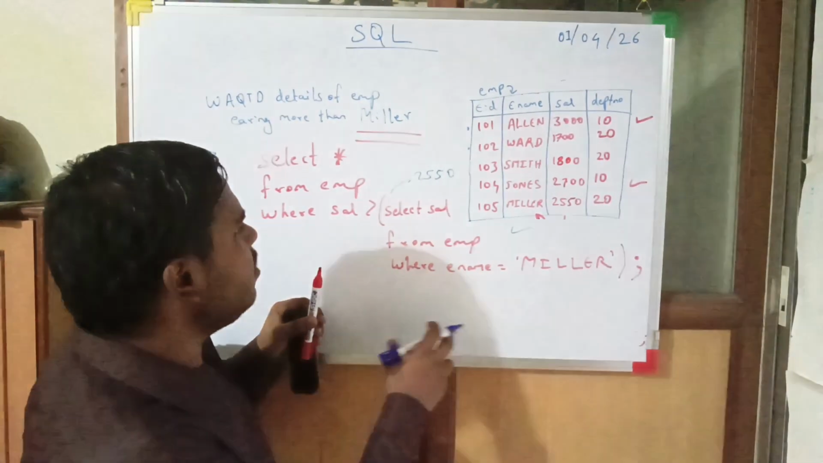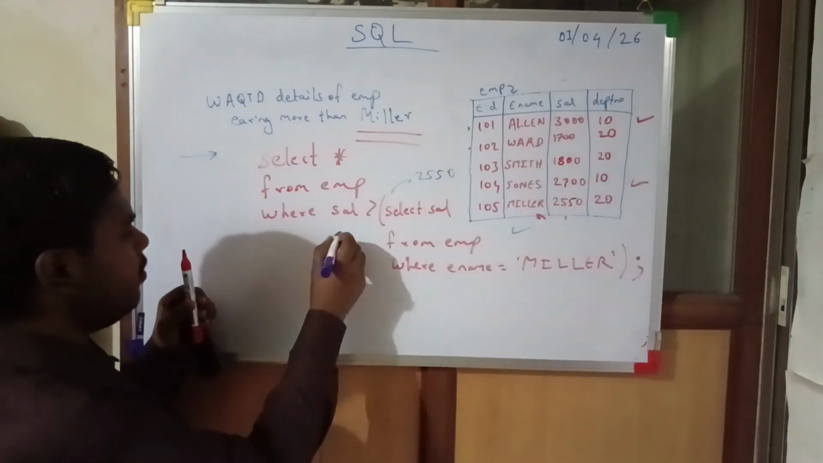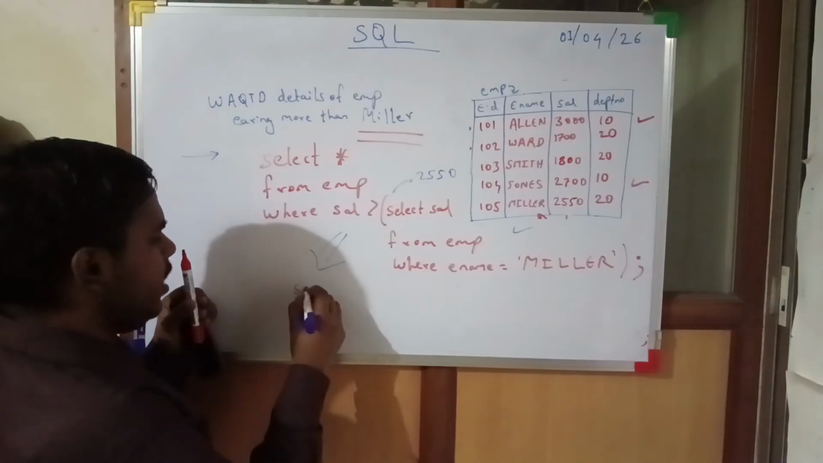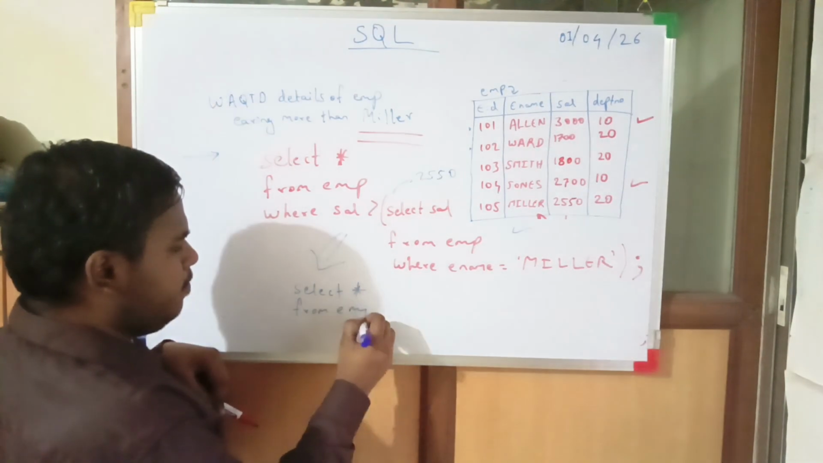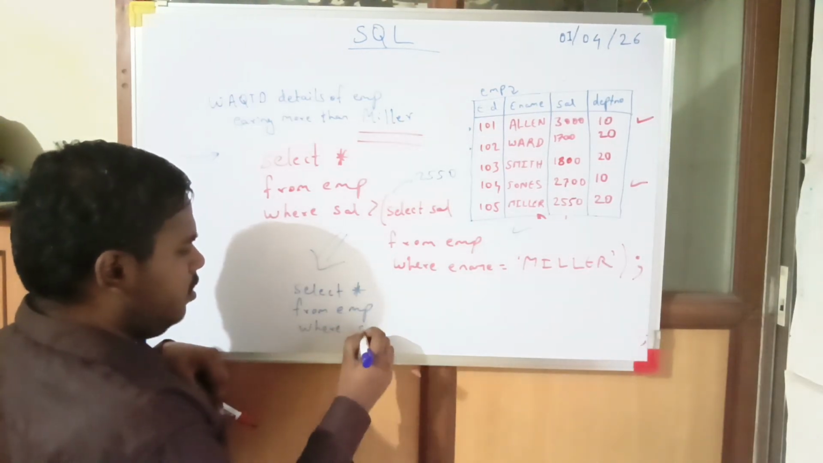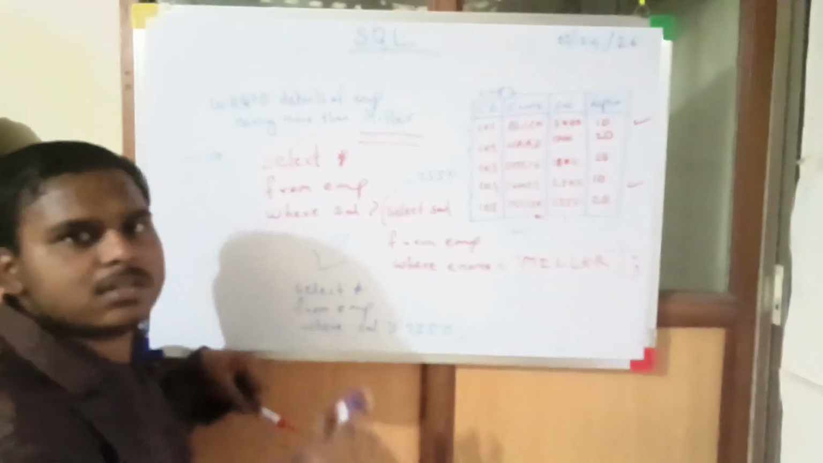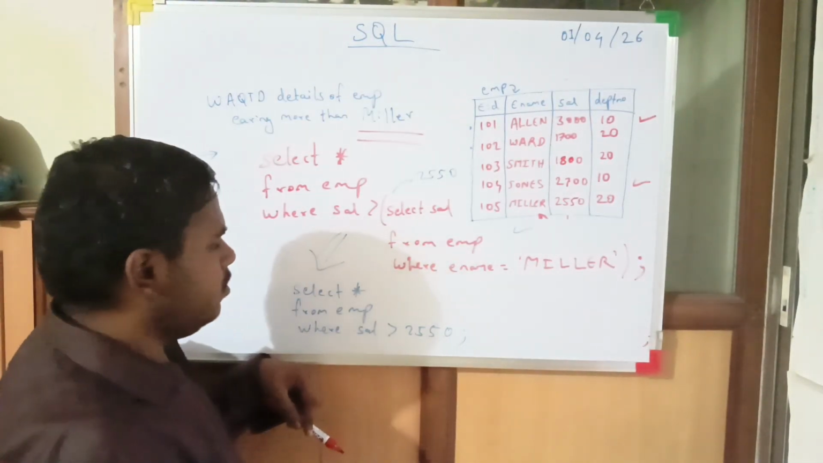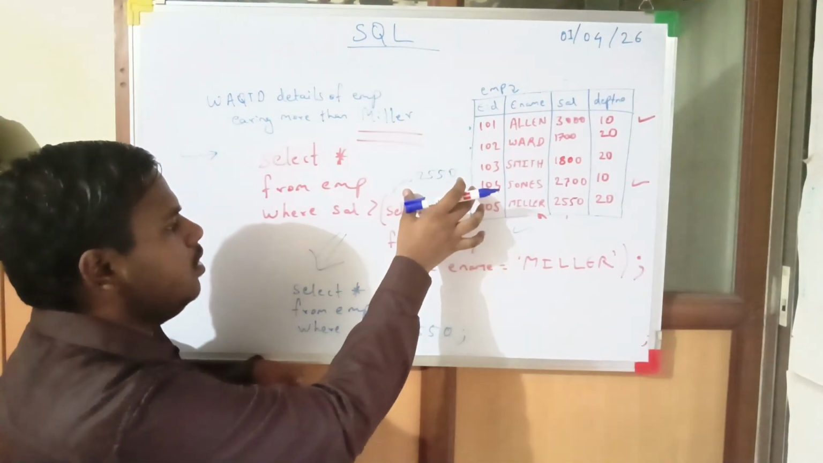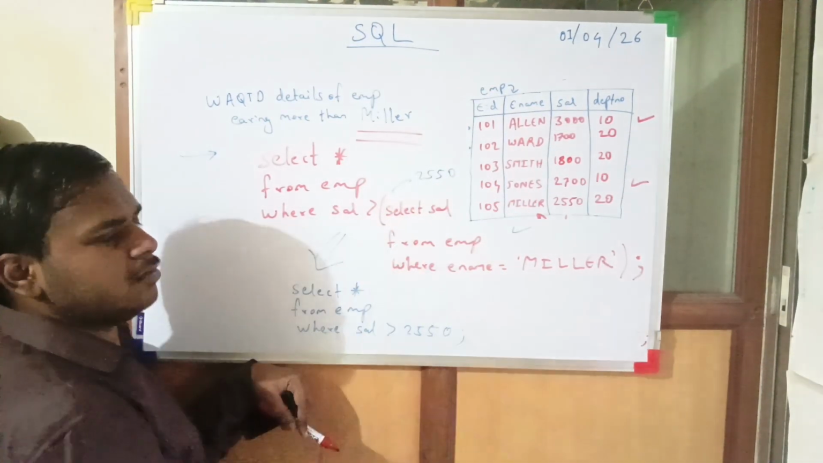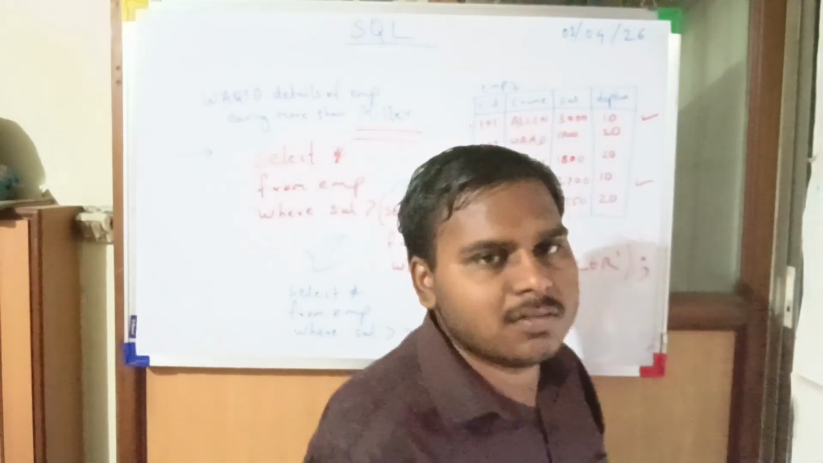So what is happening? Now salary greater than 2550. The outer query will work like the normal selection concept. It is equal to select asterisk from EMP where salary greater than 2550. This is how we will write the query. Because of the inner query, I am getting the output, and this output is being replaced in the outer query. Okay, this is case 1.